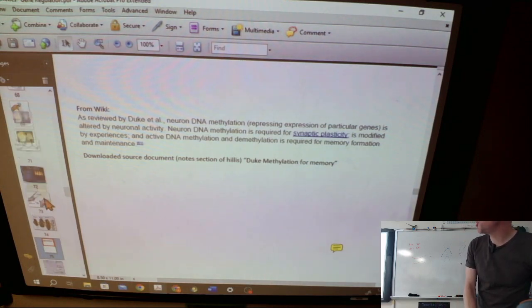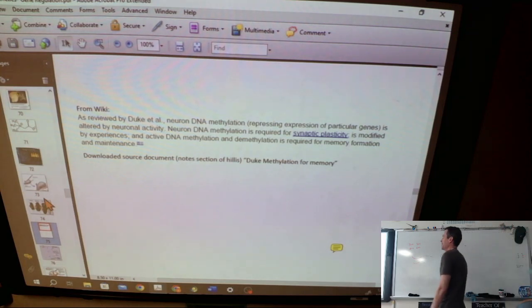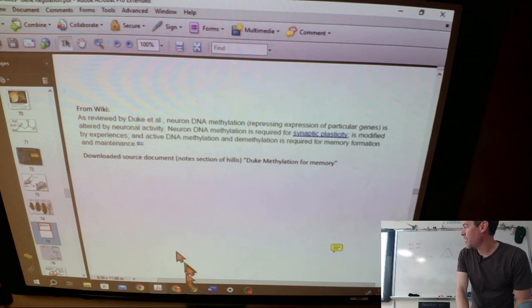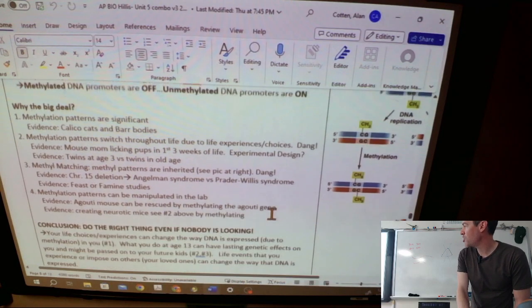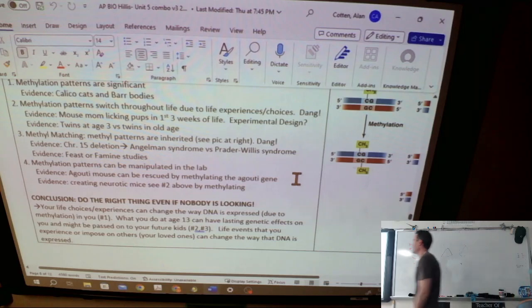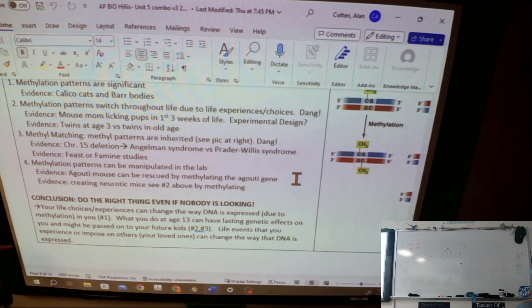Again, this is a little bit more fringe science, but it's not like just total BS science. All right. So the final conclusion on the turning genes on and turning genes off in humans is this. Do the right thing even if nobody is looking. Why? Well, your life choices and experiences can change the way that DNA is expressed in you. That makes sense. We kind of have evidence of that.